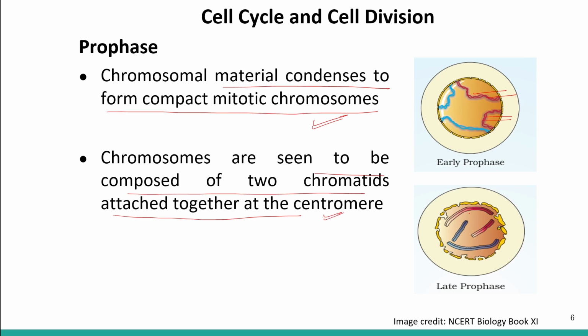So at the centromere we can see that the chromatids of the chromosomes are attached, and the nuclear envelope degenerates. So in the late prophase, the nuclear envelope degenerates.